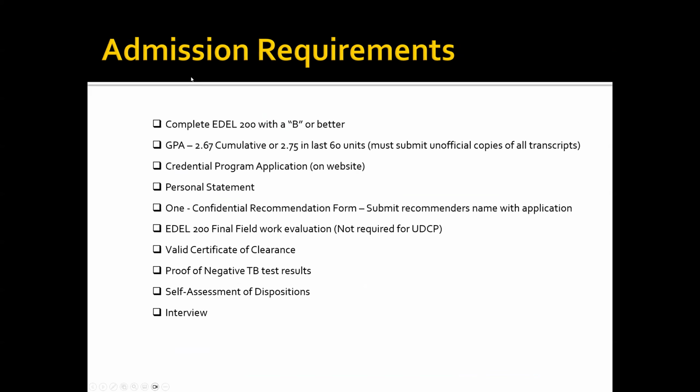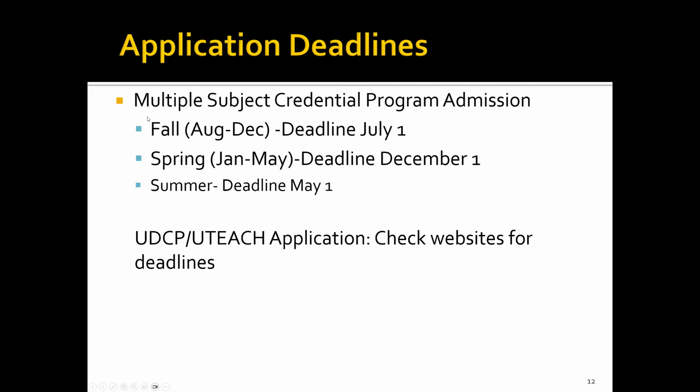And for the application deadlines for the multiple subject credential program, if you're applying for the fall term, from August to December, your deadline is July 1st. So you would want to do your interview in the spring term by May and submit the application by July. Just keep in mind also, interviews are valid for 2 years. So keep that in mind as well.